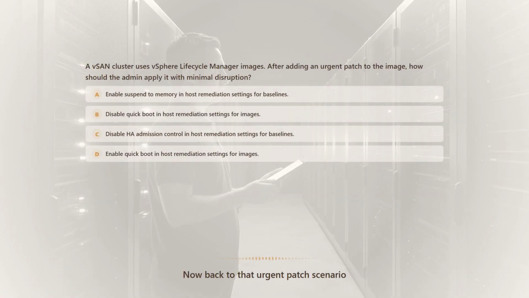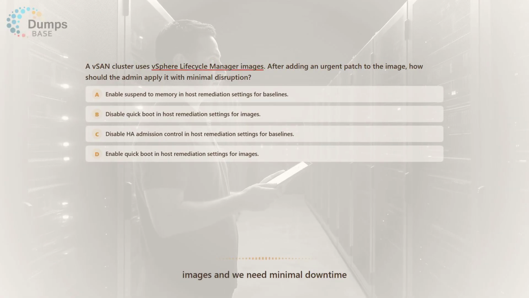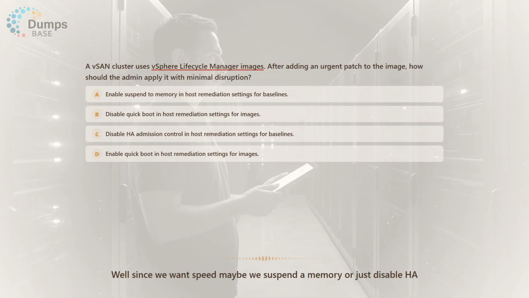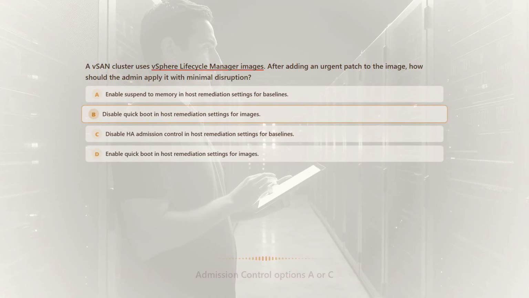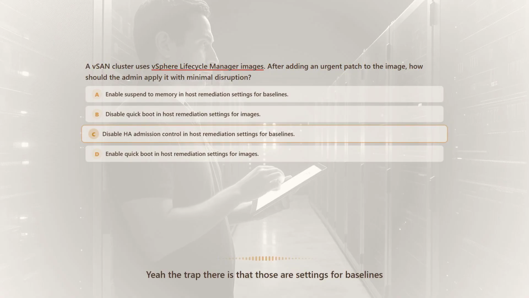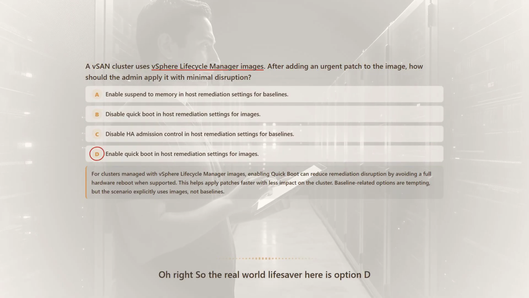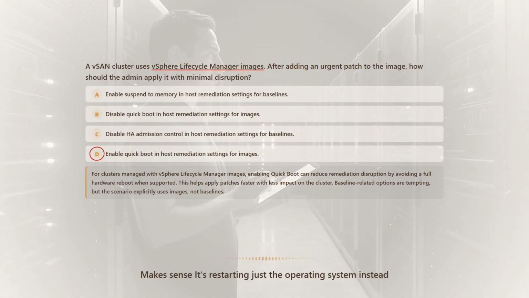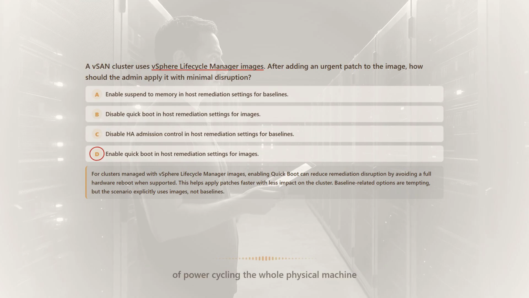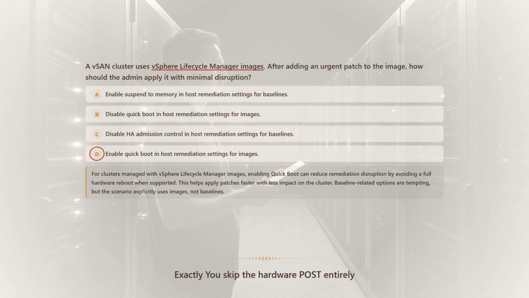Now back to that urgent patch scenario. Say we're using vSphere Lifecycle Manager images, and we need minimal downtime. Well, since we want speed, maybe we suspend memory or just disable HA admission control, like options A or C. Yeah, the trap there is that those are settings for baselines. The scenario specifically notes we are using images. Oh, right. So the real-world lifesaver here is option D. You enable quick boot in the host remediation settings for images. Makes sense. It's like restarting just the operating system instead of power cycling the whole physical machine. Exactly. You skip the hardware POST entirely.